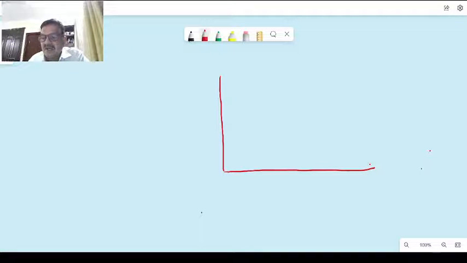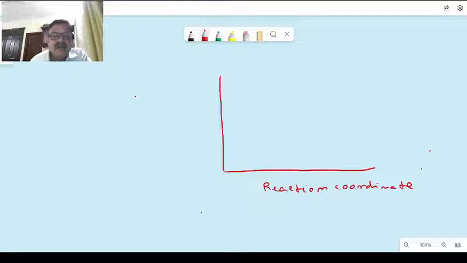So this is the x coordinate, the x axis. We write here, this is the reaction coordinate, that is the reaction pathway. And here we will be plotting the energy level. Okay, so how will it be for an endothermic reaction? Let us see the endothermic reaction first.